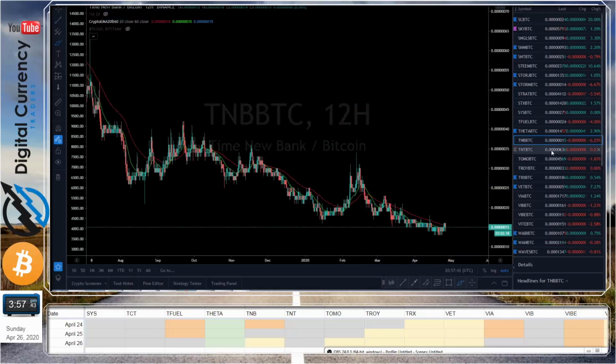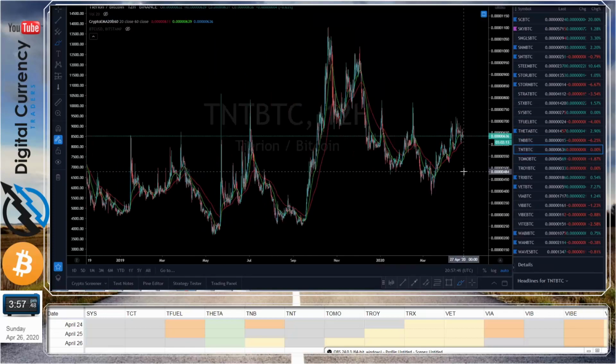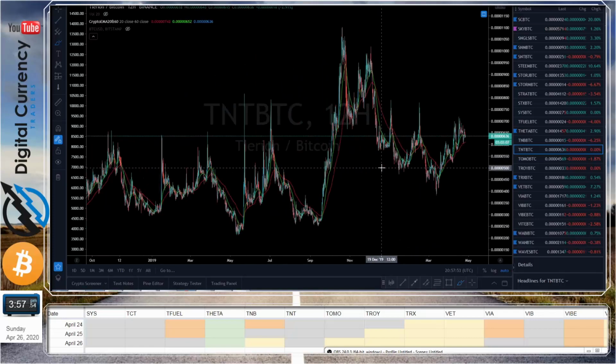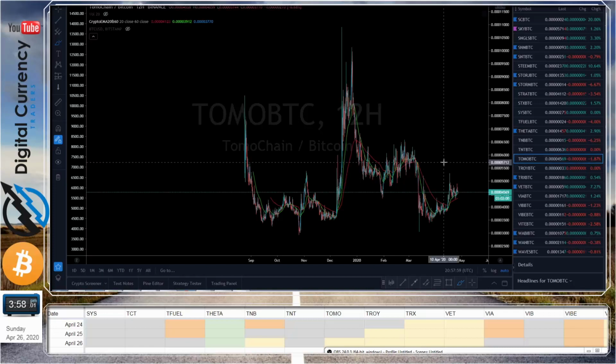TNB, I'm not believing in it. It's not doing good there. Here, TNT, difficult chart pattern. It doesn't really fit into ours very well. Here we had a good one, but all through this stuff, it's not really turned out to be easy for this system.